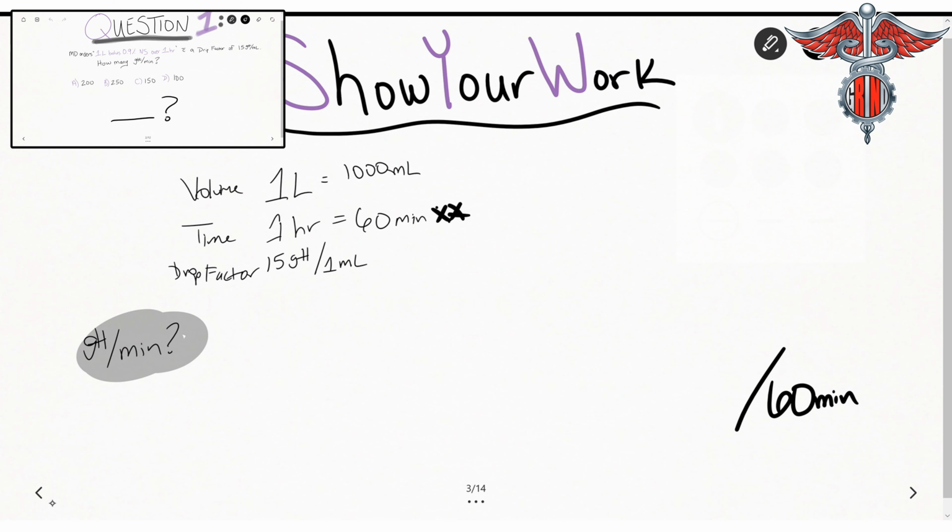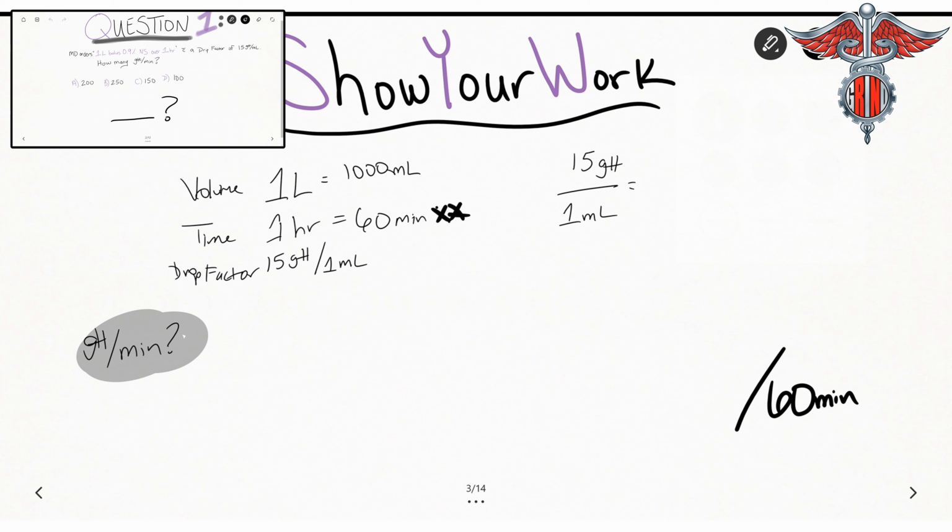We have 15 drops per 1 mil. And this is where cross multiplication comes into play. So you guys probably learned this way back when. Maybe you're fuzzy on it. I'm just going to go over this first question as if you have no clue what cross multiplication is. And for the sake of time, moving forward, we'll speed it up.